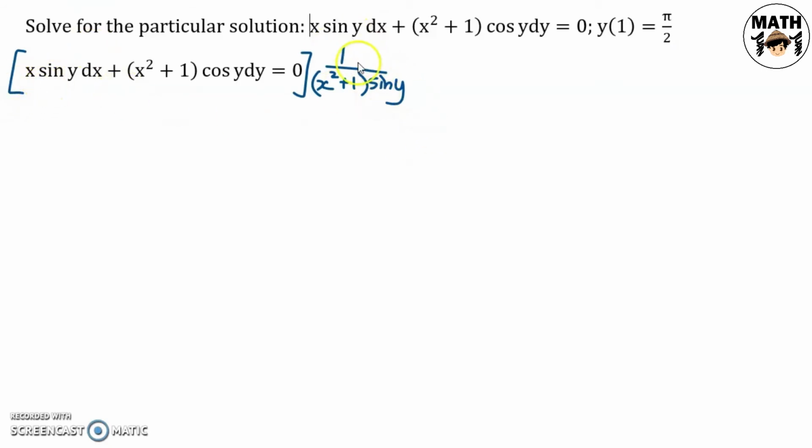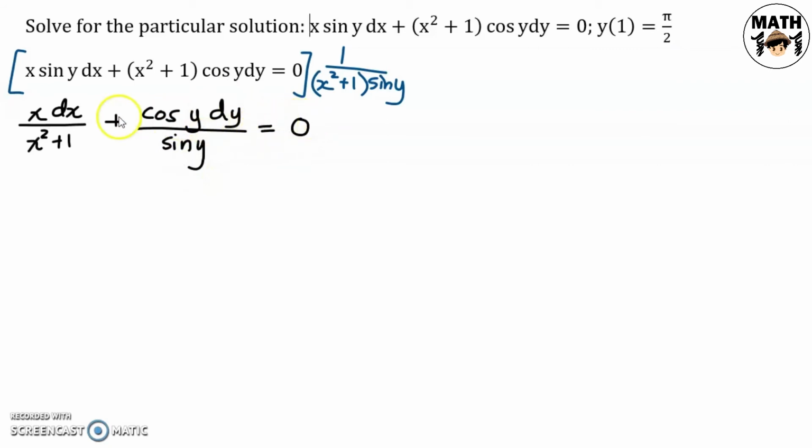Dividing this by this term, we'll have x dx over x squared plus 1 plus cosine y dy over sine y equals 0. So, as you can notice, napag-iwalay natin lahat ng functions of x and functions of y. Therefore, this is variable separable. Now, we have to integrate to get the solution.